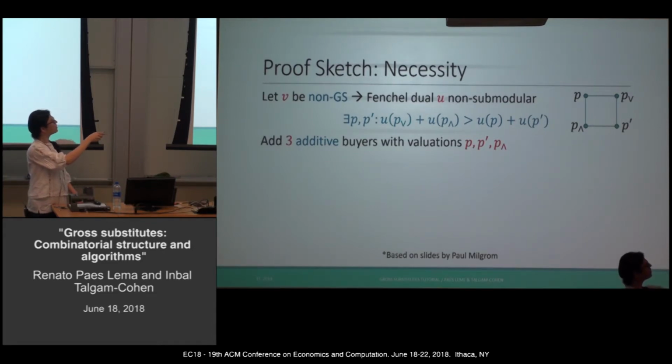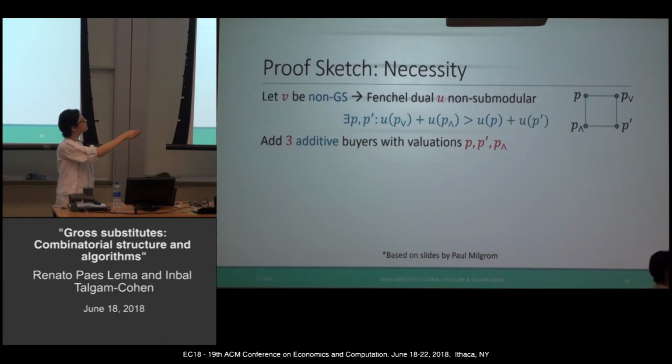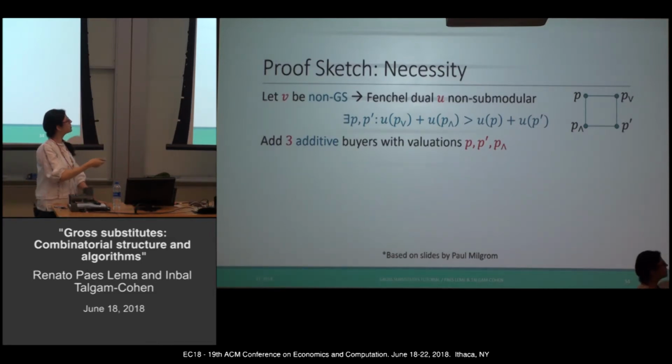We're starting with V that is non-gross substitute. This means that its Fenchel dual is non-submodular. So if I take two prices, P and P prime, I do not have submodularity. I will have some two prices such that the submodularity inequality holds the wrong way. So the utility with the join and the meet is actually more than the utility with the original prices.